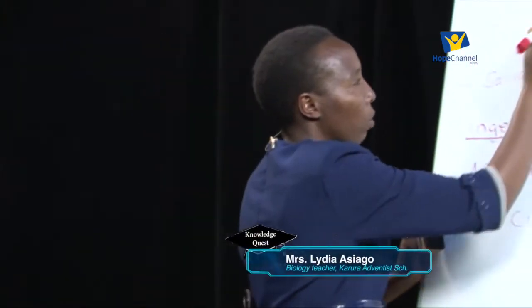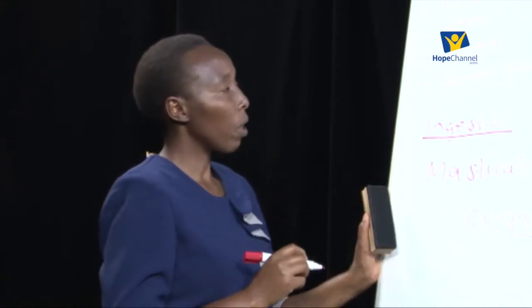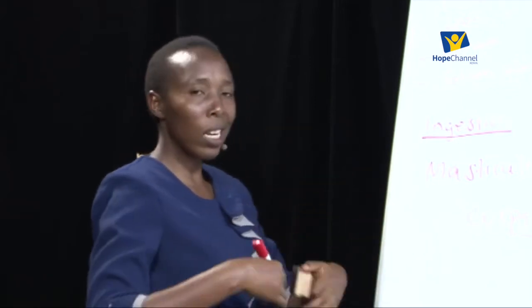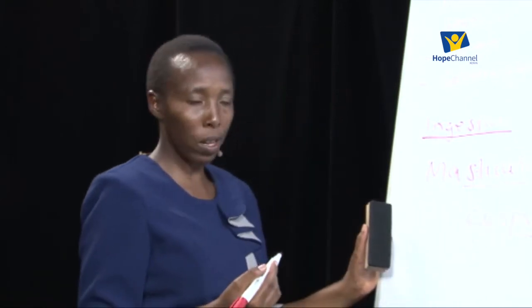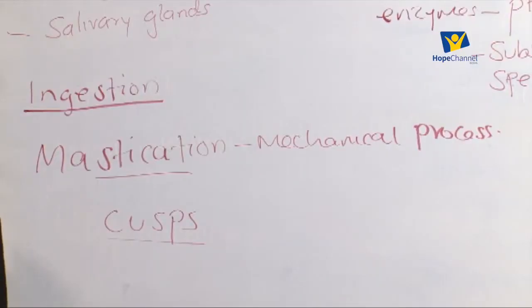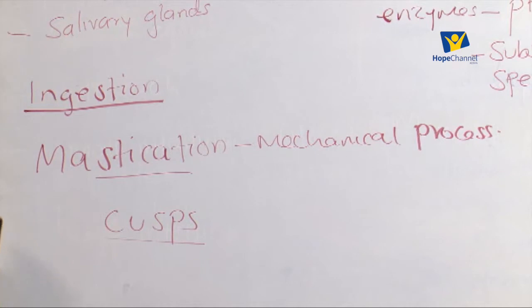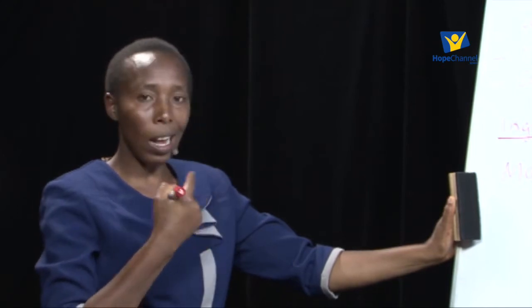I hope you are getting the function of the teeth that you have. Without the teeth, you may not achieve the process of digestion. So the teeth are breaking down large food particles into small so as to increase the surface area for enzyme action. And that is why we said that process is known as mastication. It's a mechanical process. It's not a chemical process. Enzymes have not worked on it. That's why we are saying mechanical process. Then we have the tongue. What is the role of the tongue? The tongue is the one that manipulates the food in the mouth. So it turns the food.